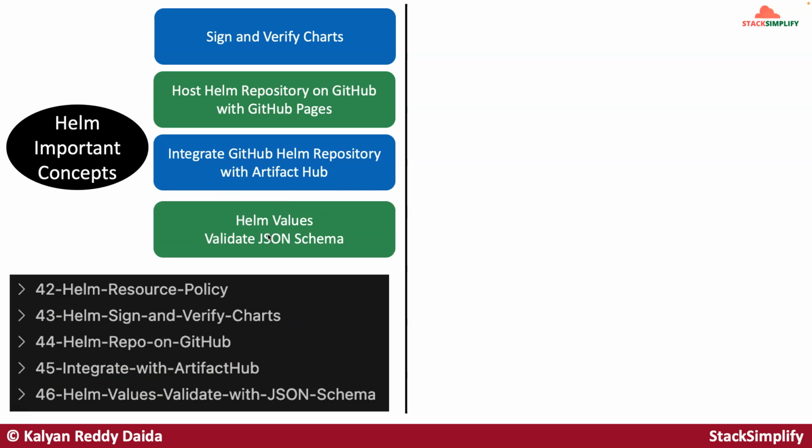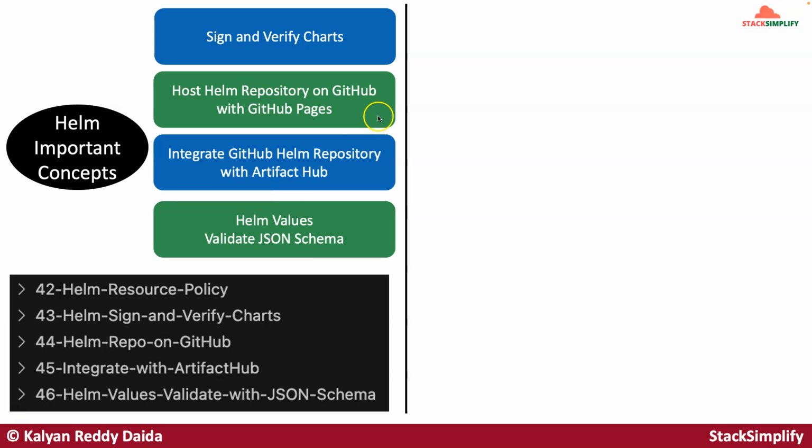Finally, we'll also learn about Helm values, which is validating the JSON schema. Validating the values.yaml and implementing restrictions on values.yaml is what we are going to do with the validate JSON schema concept in this demo.